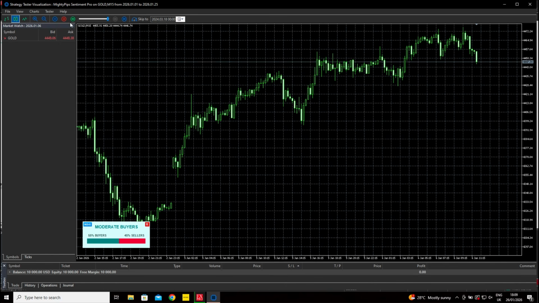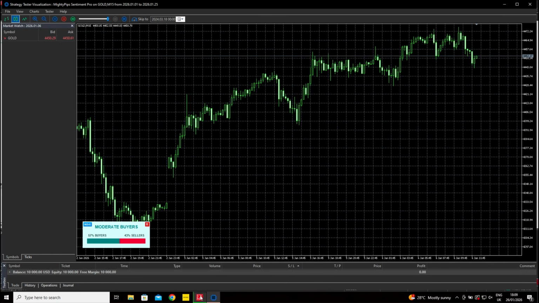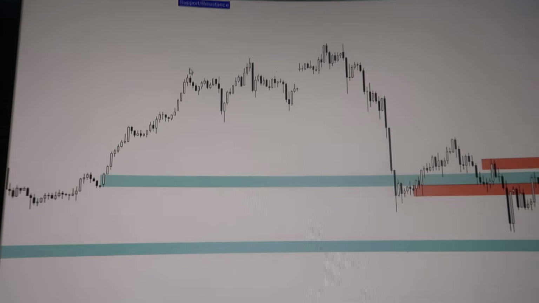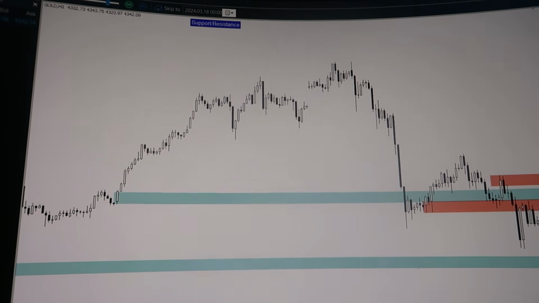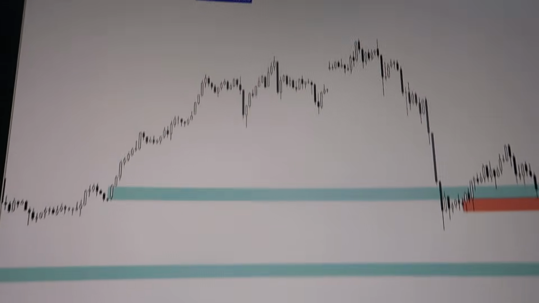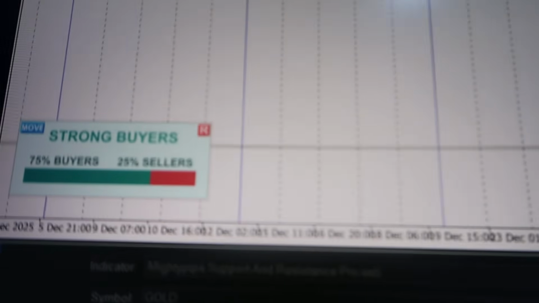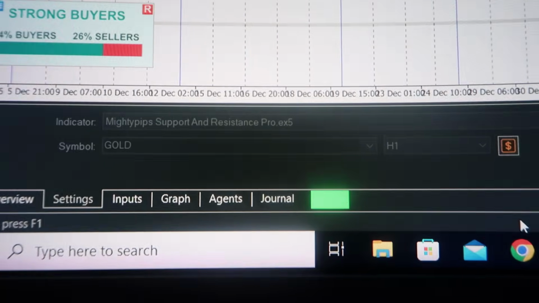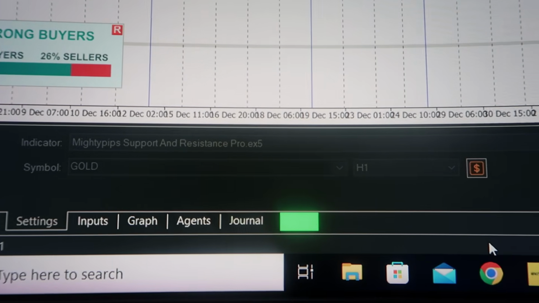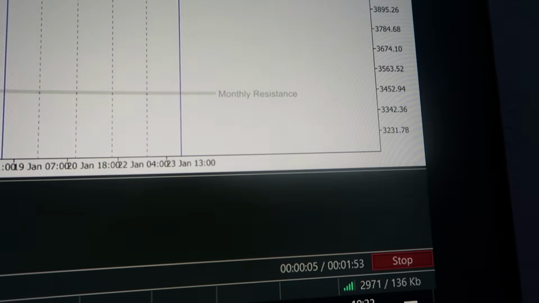So let me stop this back test also so that we can test the other one. So guys, let's do a back test on the support and resistance indicator. I have already loaded it up onto the tester right here, as you can see, and you can see here also on the page it is the one that we are testing here. As you can see, the MyPip Support and Resistance Pro is already loaded up on the tester. So let's go back to the tester page right here.